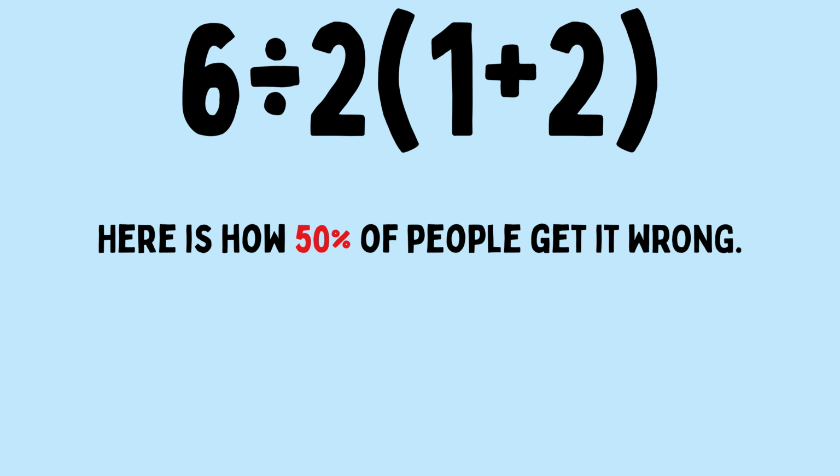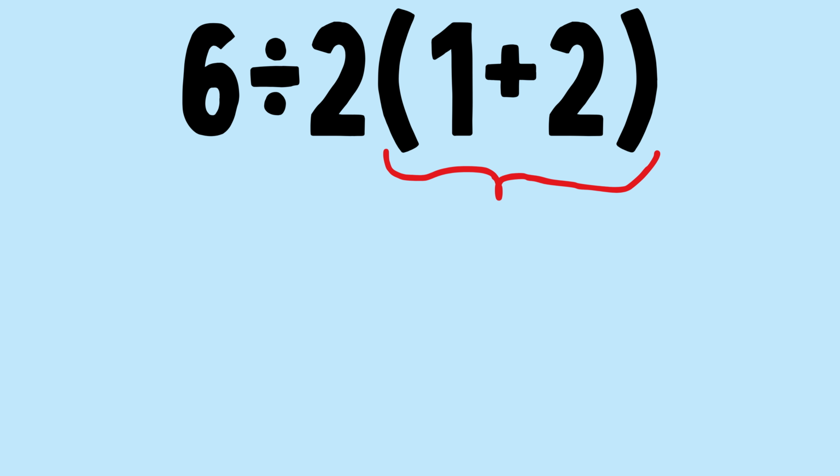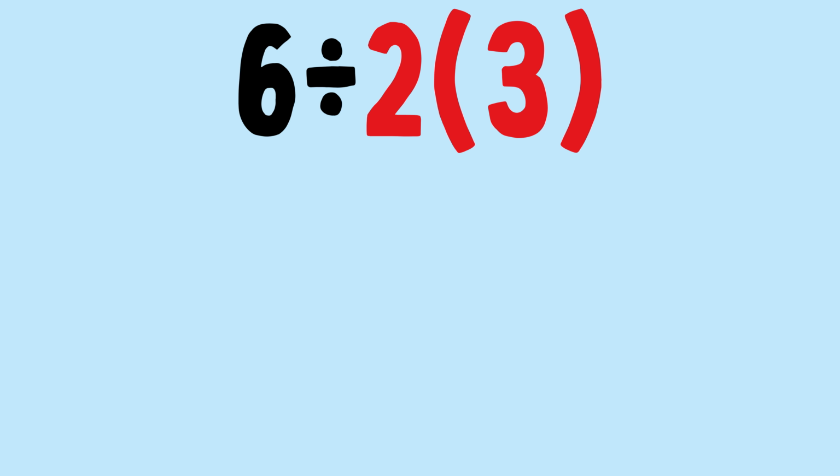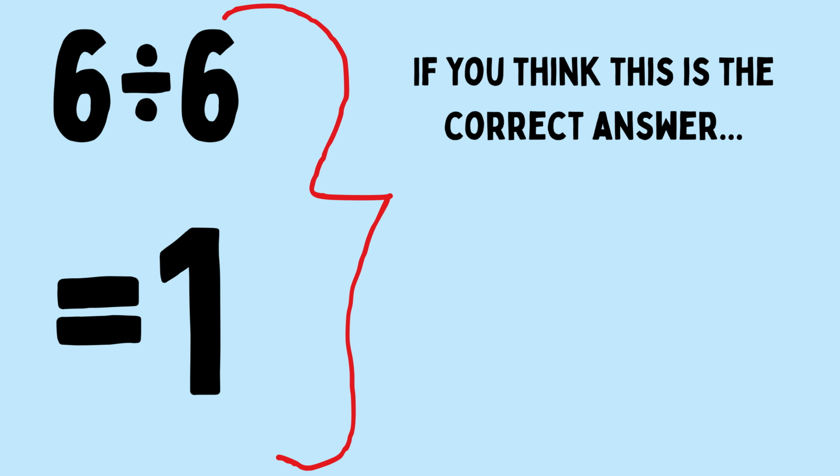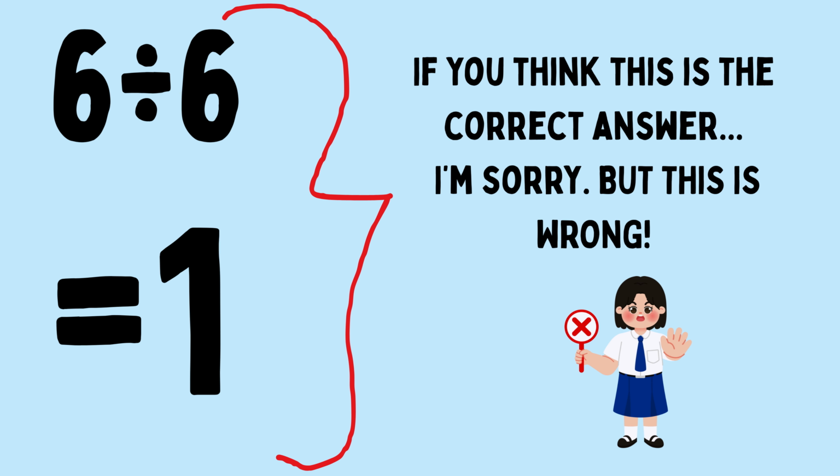Here is how 50% of people get it wrong. First, they add inside the parentheses to get 3, so it becomes this. Now here is the trap. People see the 2 and the 3 as glued together. They think they have to multiply them first, so they do 2 times 3, which is 6, and then 6 divided by 6 is obviously 1. If you think this is the correct answer, I'm sorry, but this is wrong.